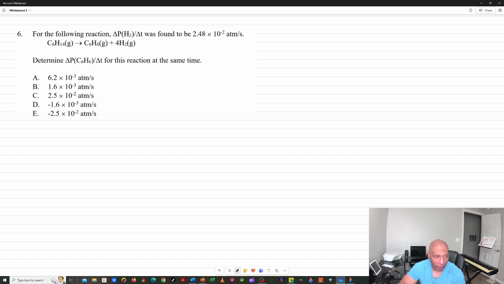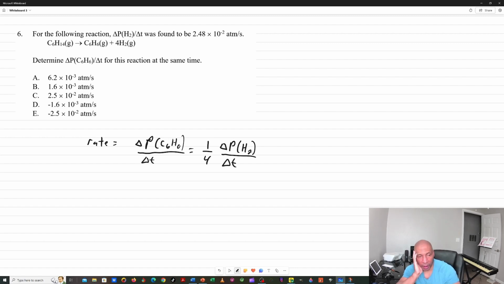So I'm just going to go ahead and write the rate is equal to the change, since they're both products, the change in the partial pressure of C6H6 with respect to the change in time, and that's equal to 1/4 times the change in the partial pressure of my H2 with respect to the change in time. Okay? All right, so we got the equality down.